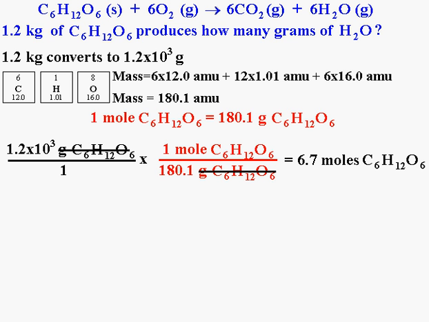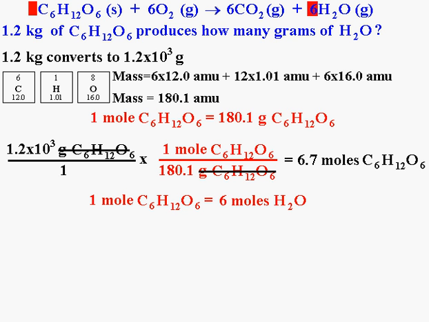We can relate that to the number of moles of water being produced. This relationship comes from the chemical equation. If we look at the chemical equation, the coefficient next to C6H12O6 is blank, so that means it's 1. And the coefficient next to water is 6. So that tells us that 1 mole of C6H12O6 is equal to 6 moles of H2O. That gives us a conversion relationship.